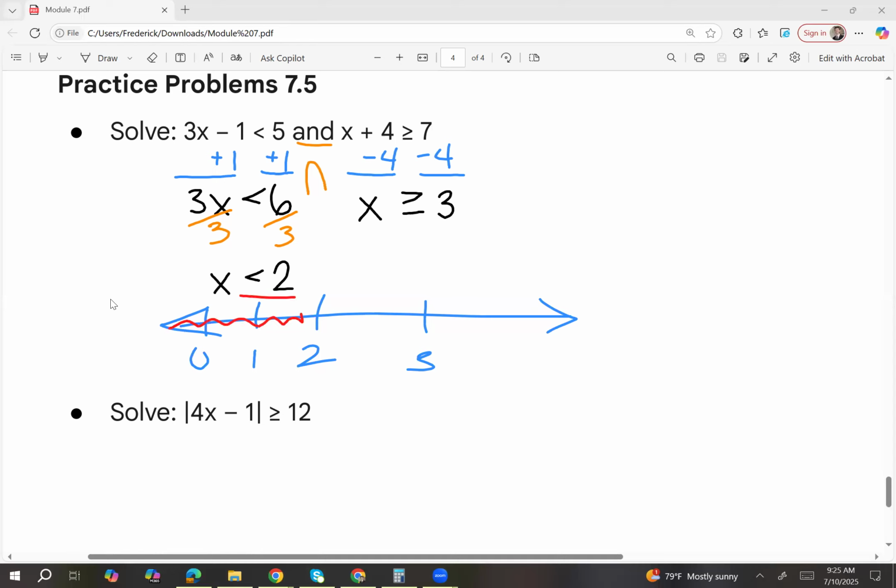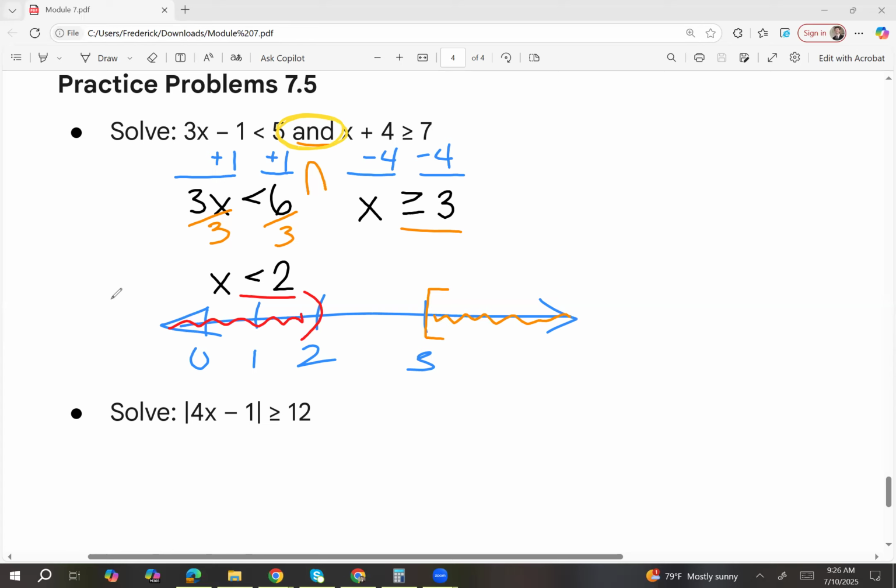Greater than or equal to 3. Greater than 3 or equal to. And we use square bracket there, paren there, if we were going to translate this in that direction. But since it needs to be in both, it needs to be less than 2 and greater than or equal to 3.